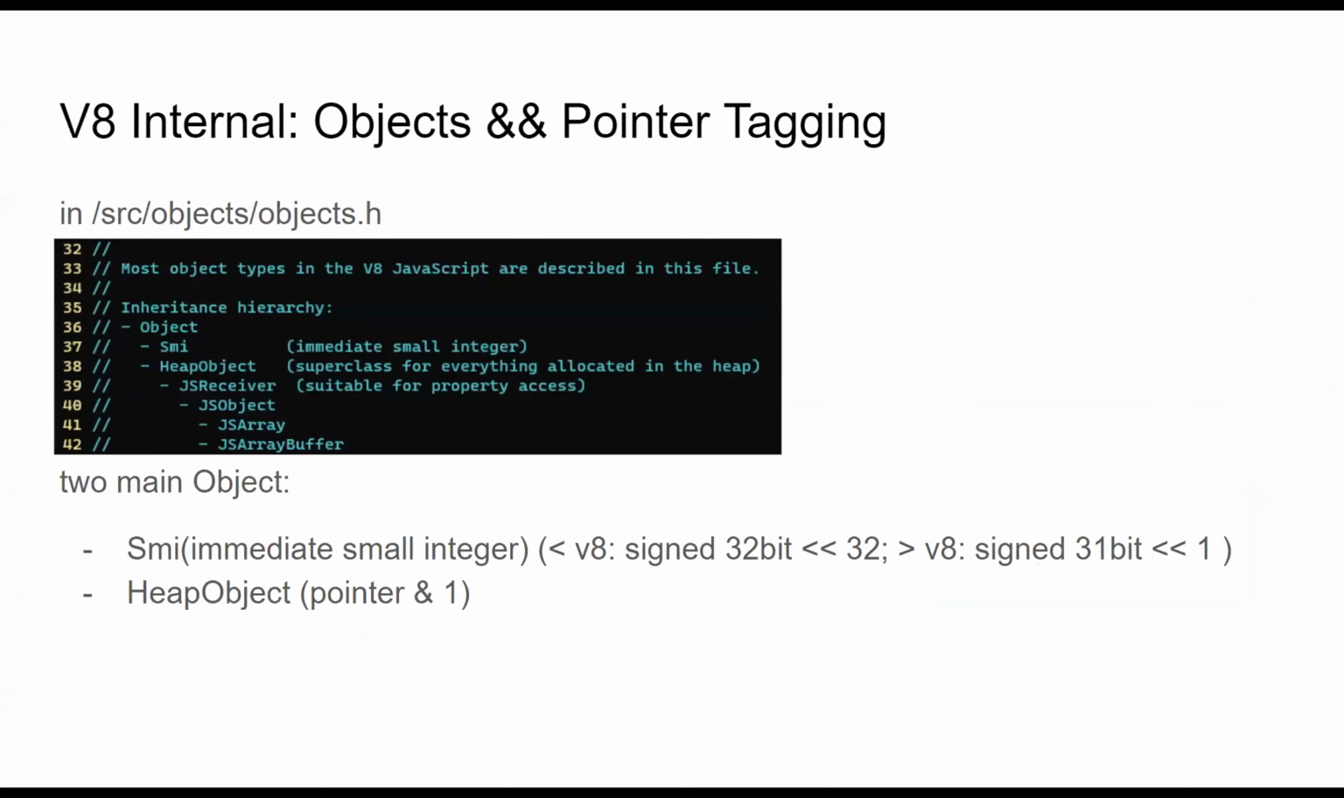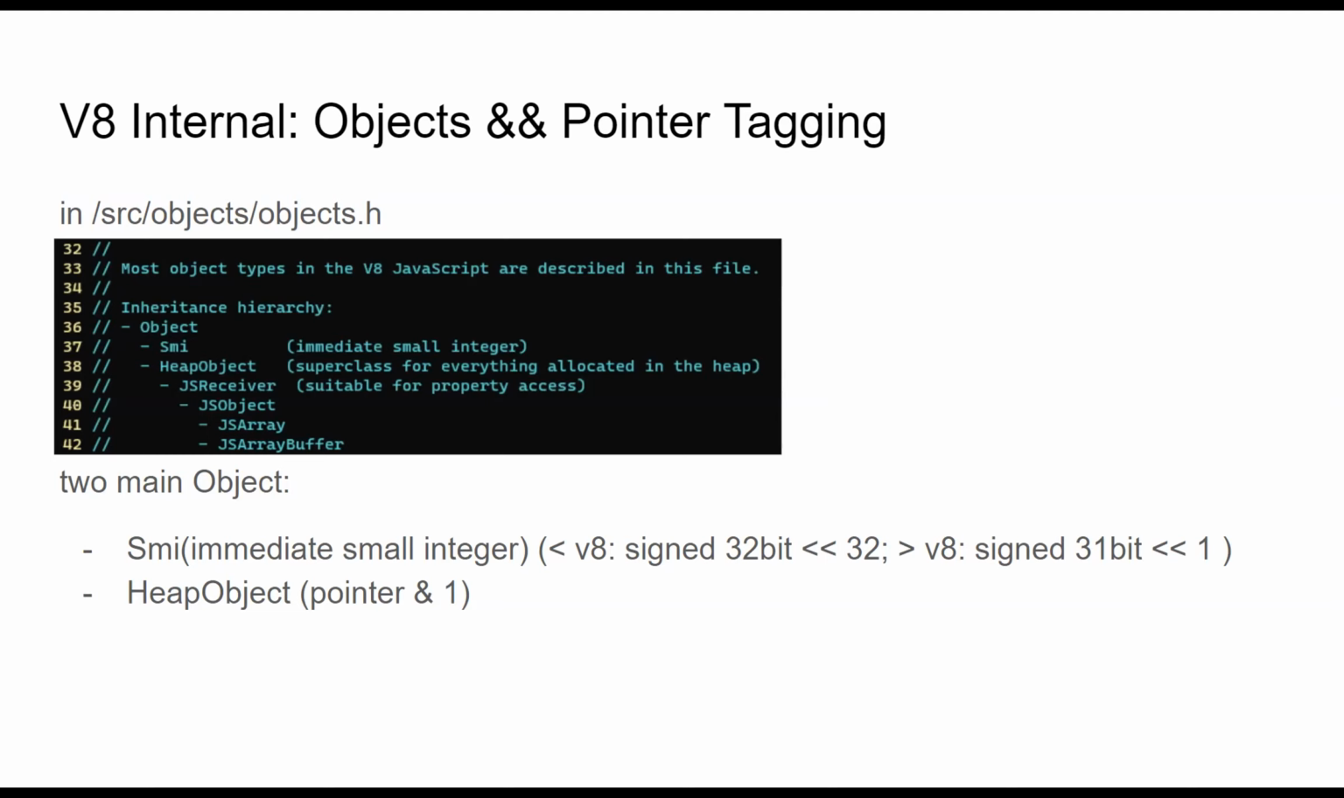Okay, here we go to the V8 internals first. I'm going to cover some object layout and pointer tagging. If you pull down the V8 source code, in src/objects.h you have the definitions for most objects in V8. You can see that the root is Object and it has two main inheritors. One is SMI, which is an immediate small integer, and one is HeapObject.